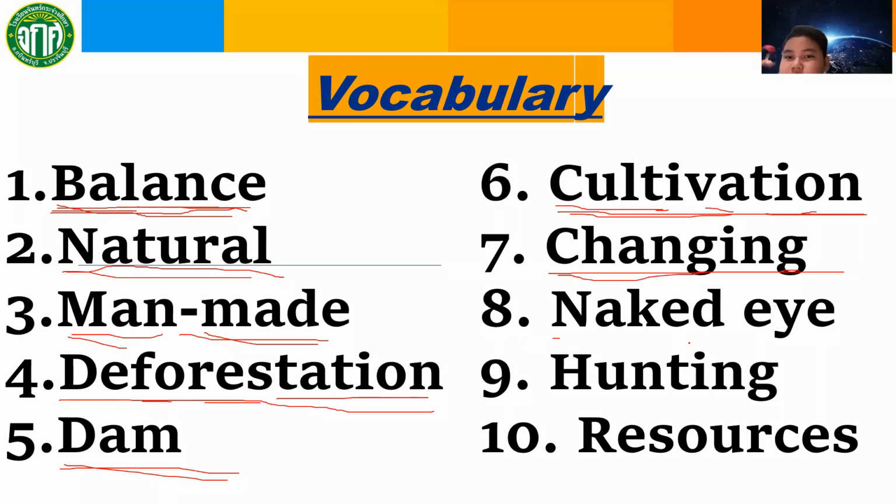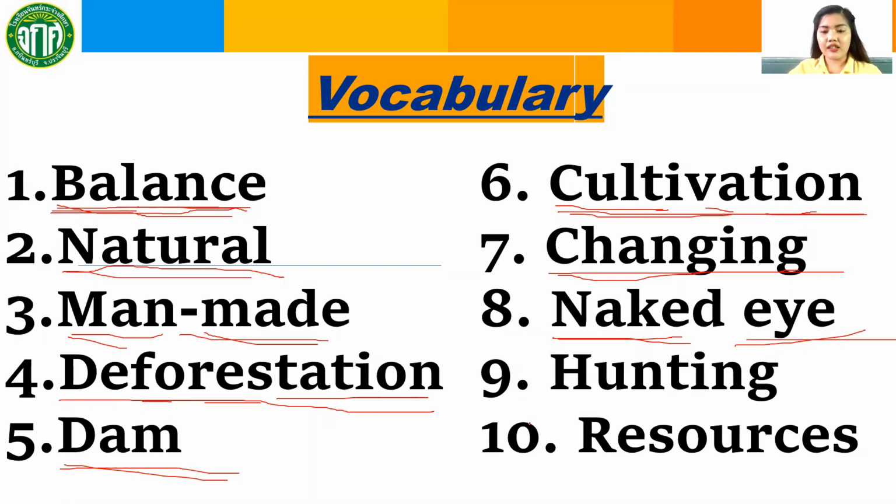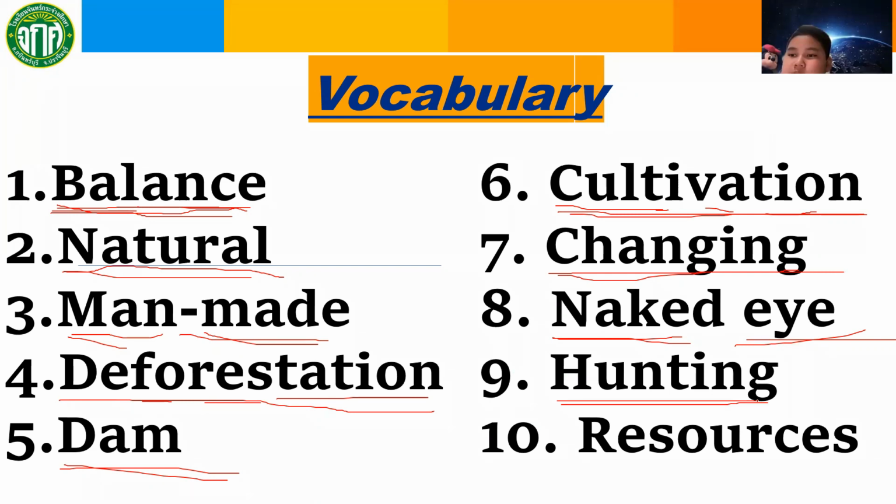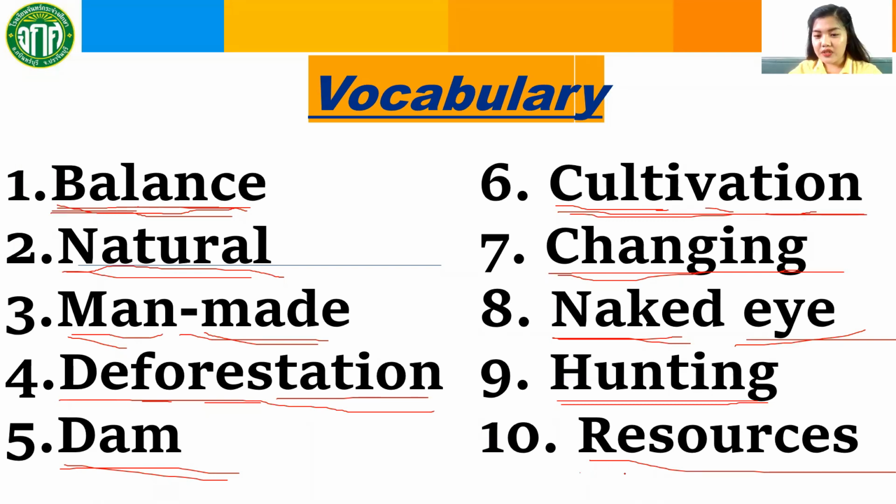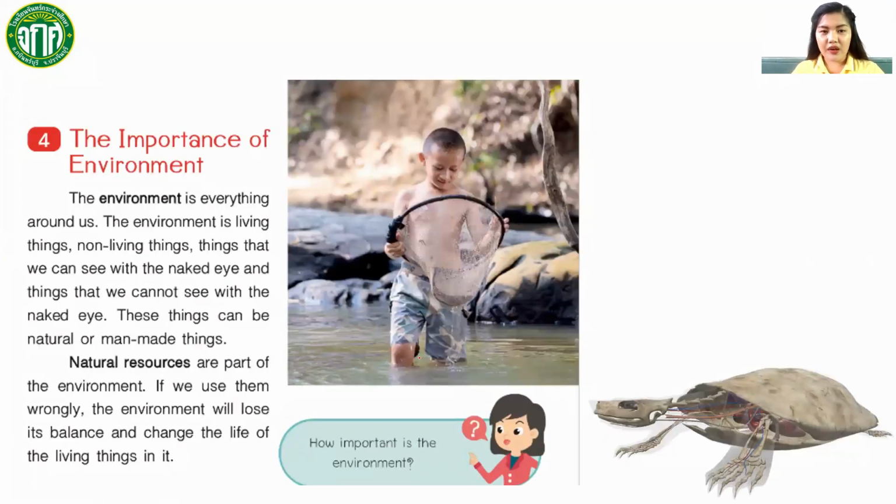Number 8, naked eye. Number 9, hunting. Number 10, resources. Okay, so those are the vocabularies of our topic for today. So let's start with our discussion.